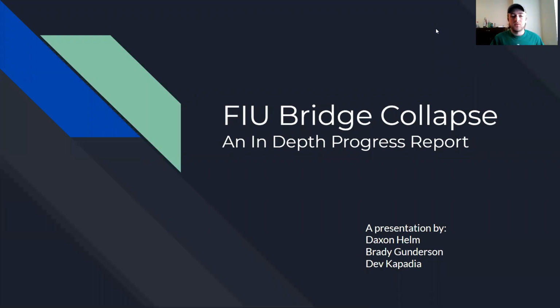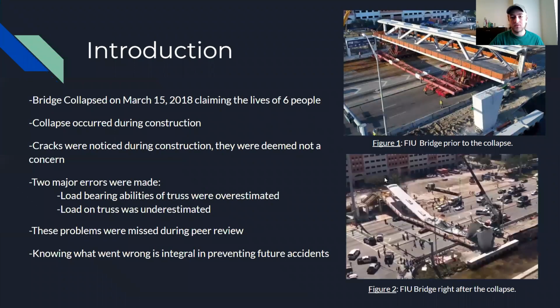So our analytical report was on the Florida International University, or FIU, bridge collapse. Now, before we actually get into the analytical report itself, let's talk about the bridge. So the collapse itself occurred on March 15th, 2018, and unfortunately claimed the lives of 6 people in the process.